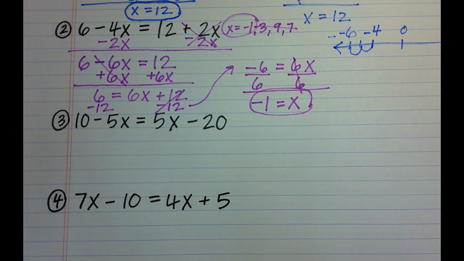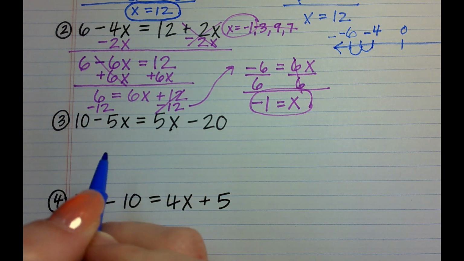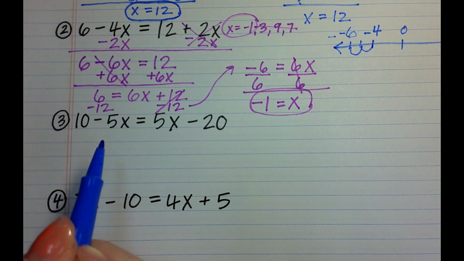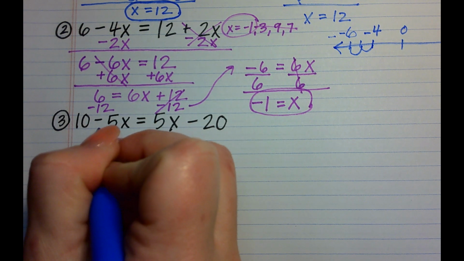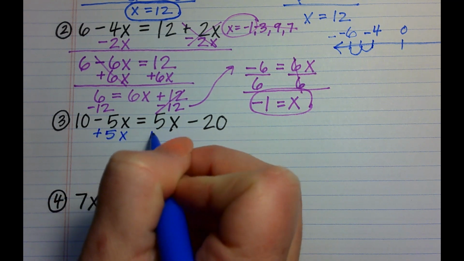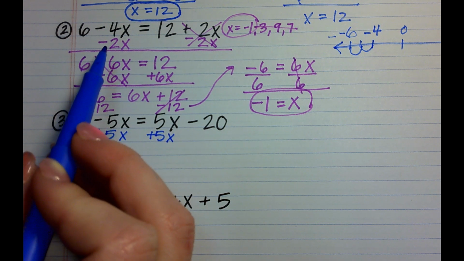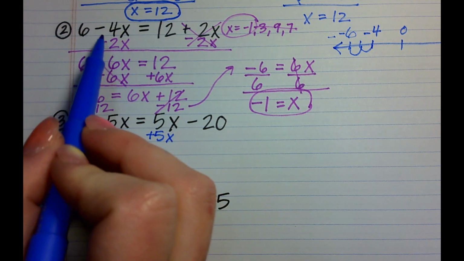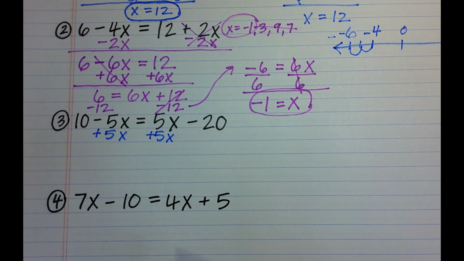Let's look at number 3 then. What would be a good first step here? Yeah, in general, I don't like to work with a negative x. Anytime I see that one of the x's is being subtracted, I'm going to automatically add that one. So let's add 5x to both sides. Now, doing it this way might have saved you some trouble on the previous problem. If you added 4x to both sides instead, then you wouldn't have had to deal with negative numbers. So that's always an option.